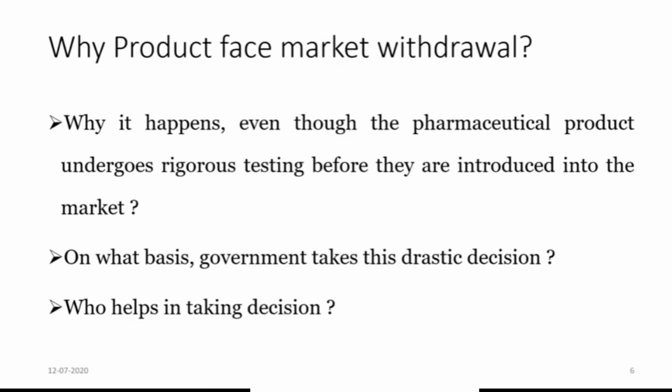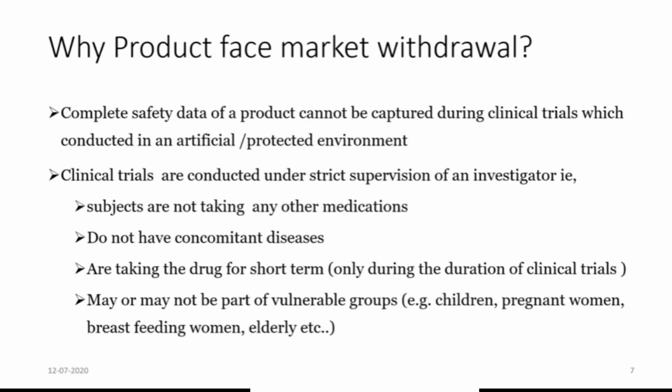Why does it happen, even though pharmaceutical products undergo rigorous testing before they are introduced to the market? On what basis does the government take this drastic decision? Who helps to take this decision? Let us discuss these 3 points. When a product faces a market withdrawal, the complete safety data of the product is one of the baselines which says how safe the product is.